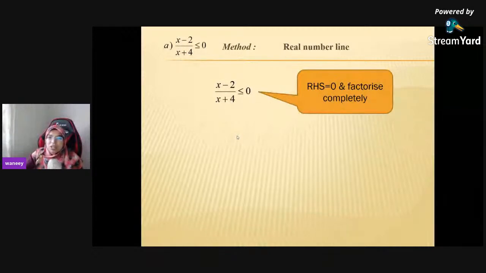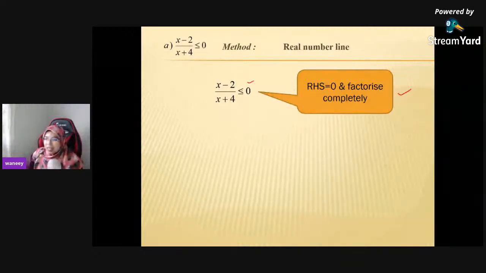Okay, so we got to make sure that the right hand side is 0 and whatever that we have on the left hand side, we must factorize them completely. So now, my right hand side is already 0, so that is fine. Now you check your left hand side. Have you factorized them completely or not? Okay, if it is factorized completely, then we tick.